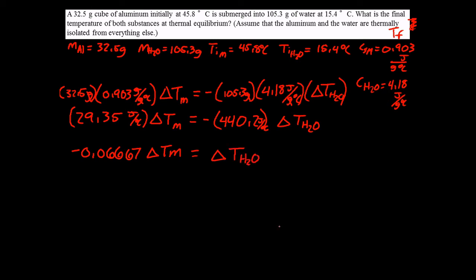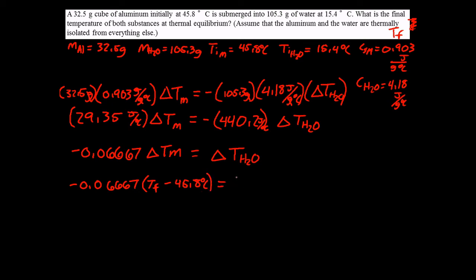All right, now I'm going to expand out the delta T. So I have negative 0.06667 times T_f, the final temperature, minus the initial temperature of the metal, which was 45.8 degrees C. There are those units I promised you.